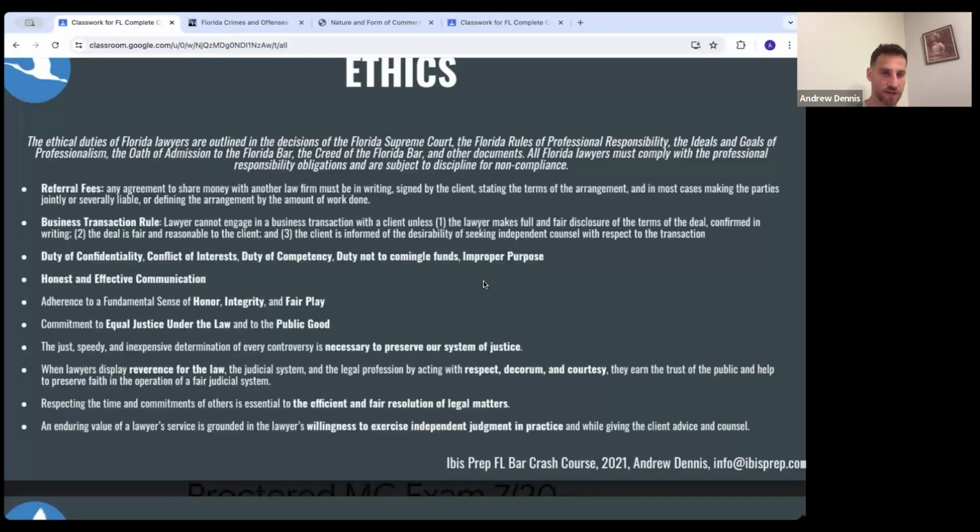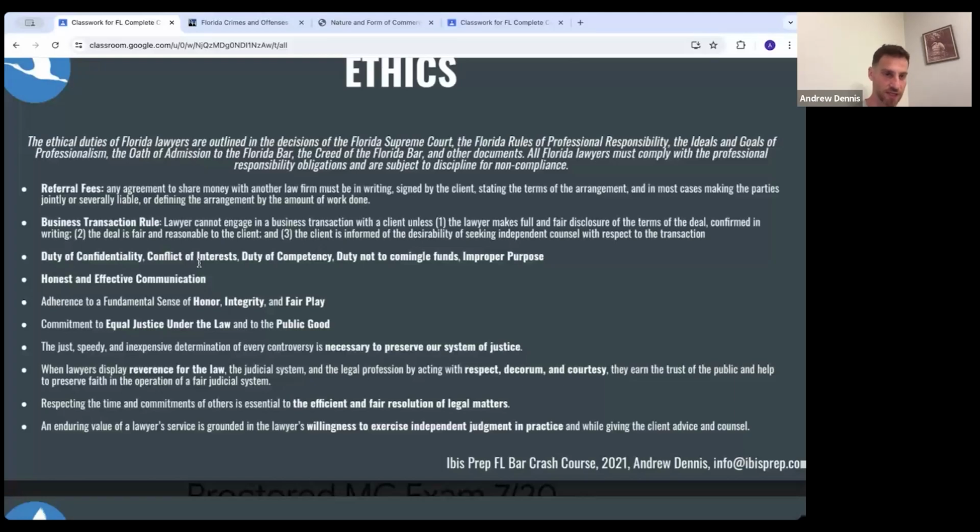We should think about the duty of confidentiality. This one's tested so often: conflicts of interest, duty of competency, duty not to commingle funds, and improper purpose. For conflict of interest, try to think about imputing the conflict to others. Think of screening the lawyer out of the conflict, and remember that you can still take on the representation if you have consent from the client and you reasonably think that you can represent the client without being professionally compromised. The duty of confidentiality is even greater than the attorney-client privilege, which is an evidentiary rule. The duty of confidentiality survives the representation and even death.